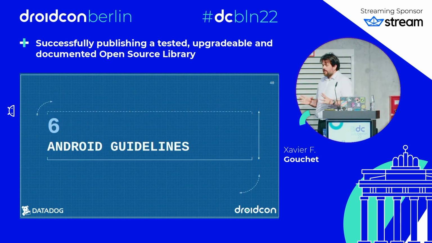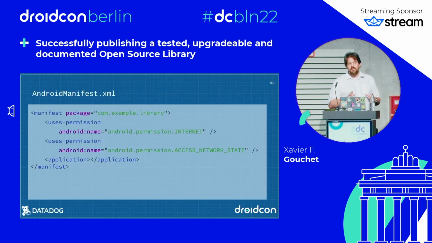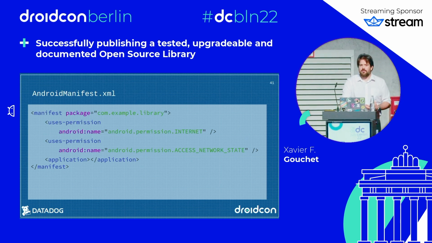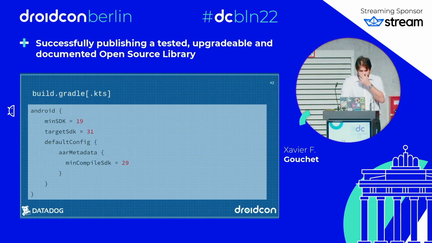Now, a few guidelines that are more specific to Android. When you write a library, nowadays, you can add a manifest that's going to be merged with the host application's manifest, meaning that you can already say what your permissions are. So if you want to use the internet, to access the network state, to use Bluetooth or whatever, you can put it directly into your manifest, and it's going to be added to the host application manifest, which makes it much easier for someone to use your library.